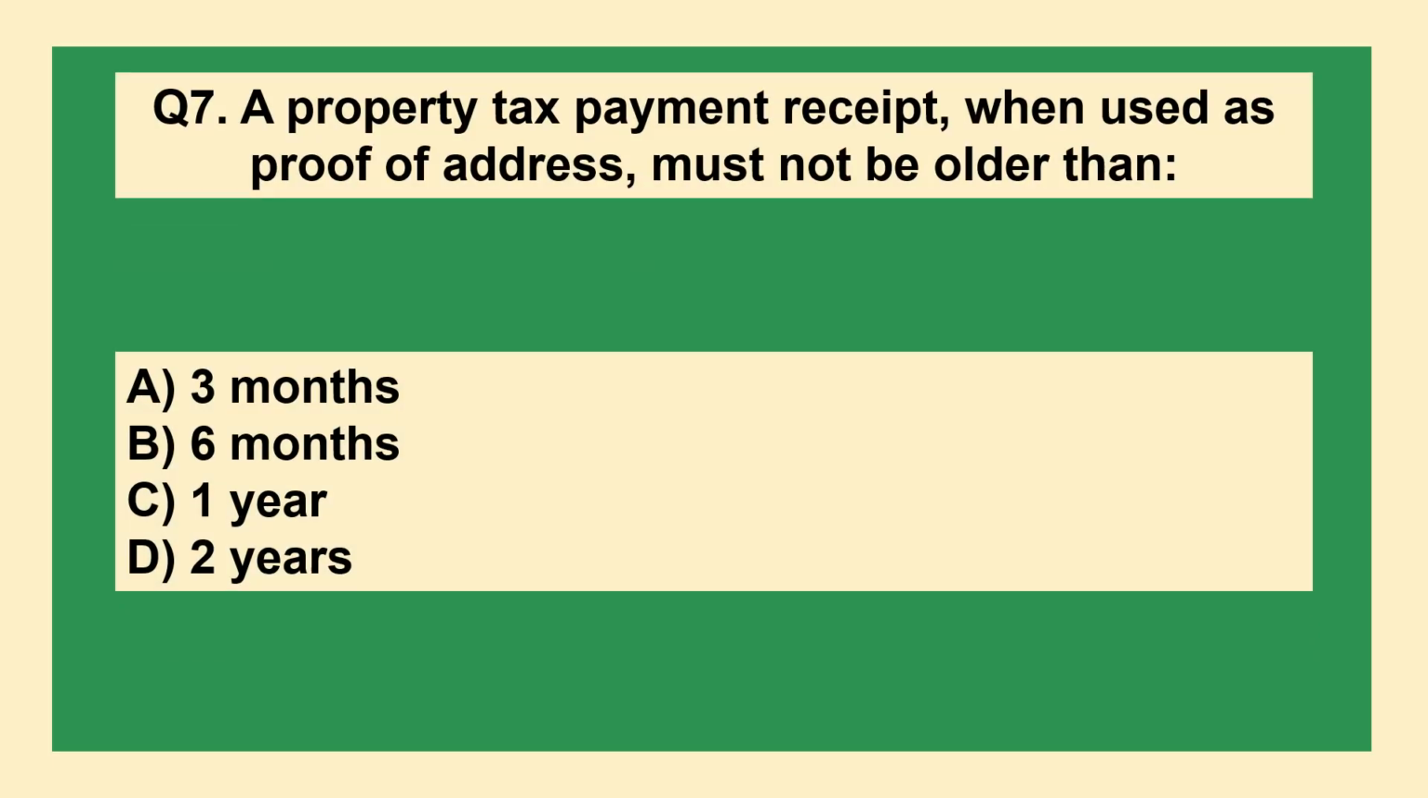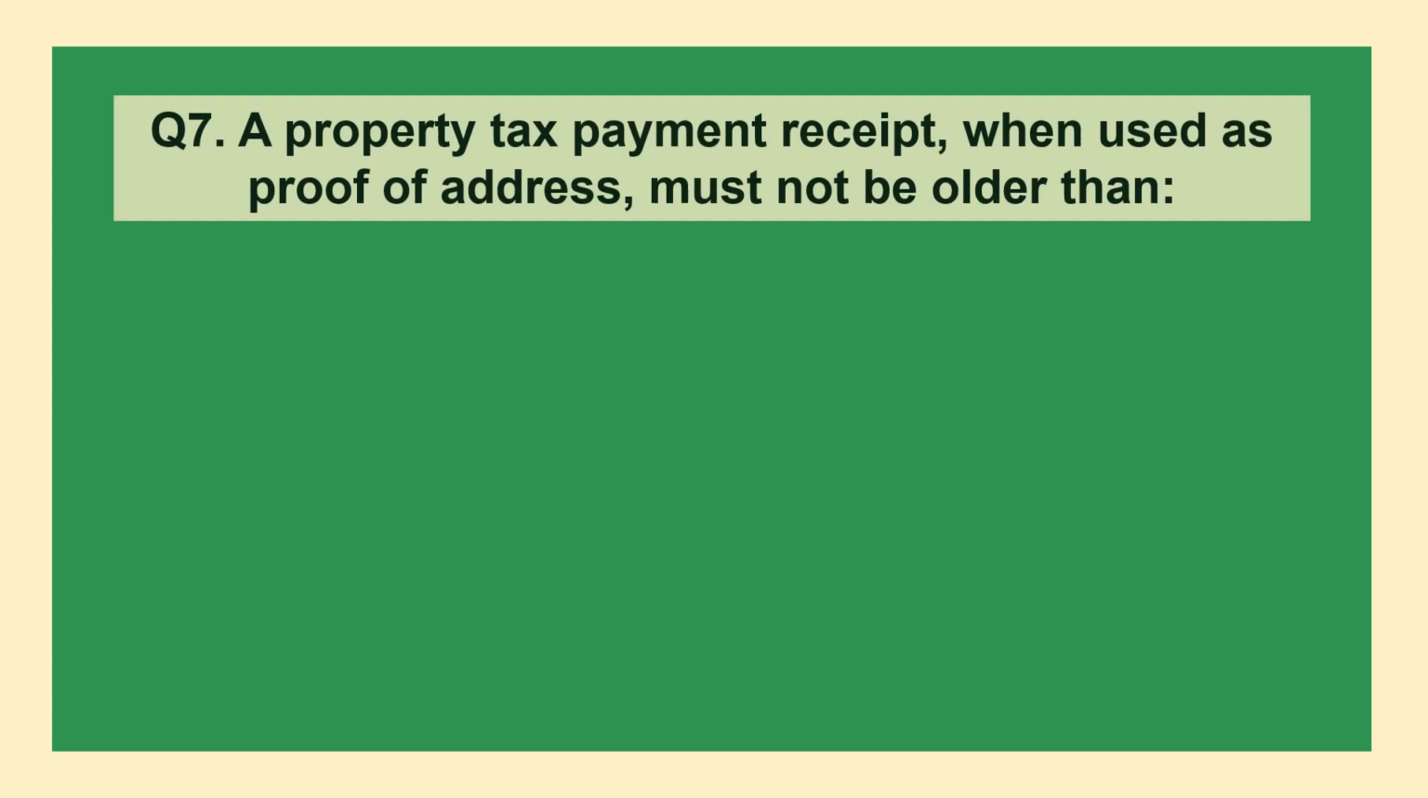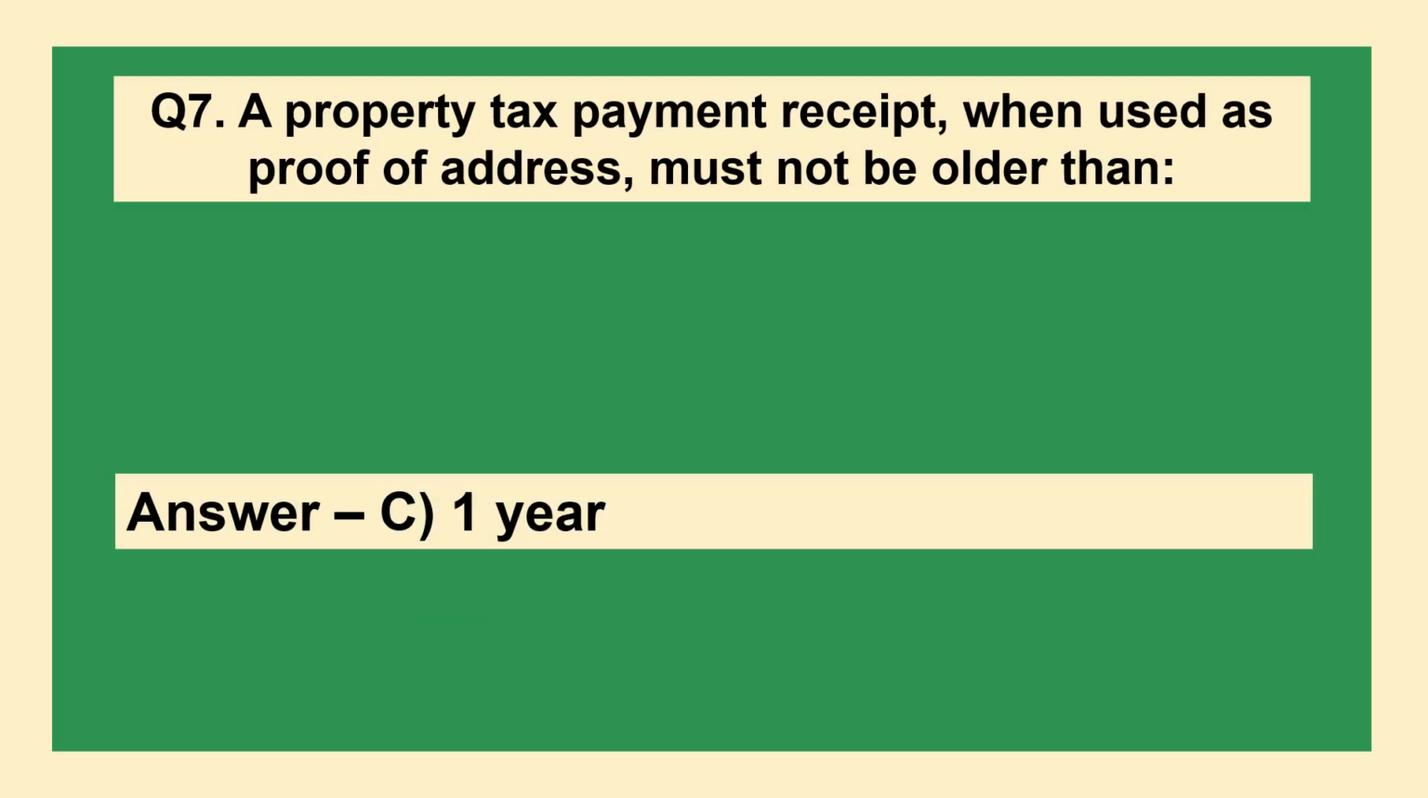Question: A property tax payment receipt when used as proof of address must not be older than option A 3 months, option B 6 months, option C 1 year, option D 2 years. Correct answer is option C 1 year.